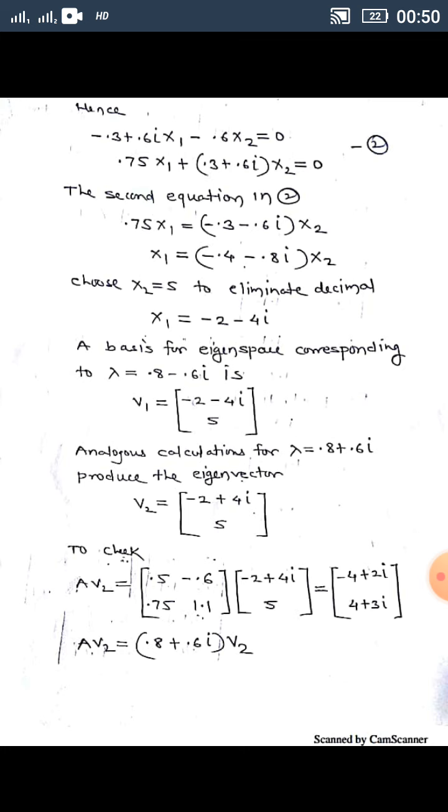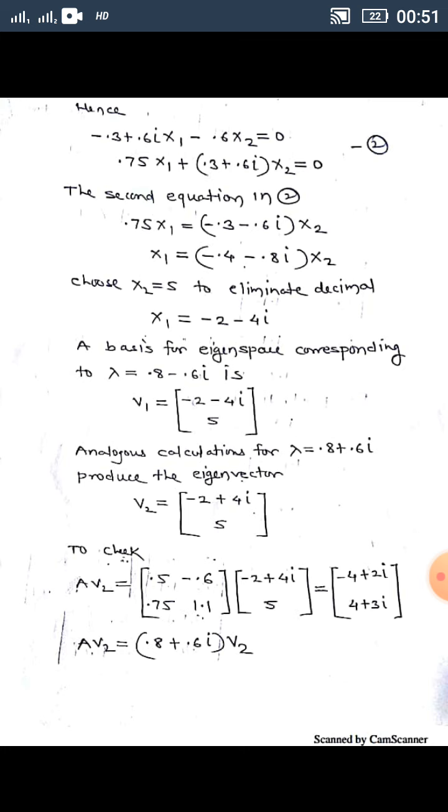To check whether these vectors are correct, we can find A v2, where A is the matrix. We already considered the negative eigenvalue, so for the positive eigenvalue we can find it. So A v2: 0.5 minus 0.6, 0.75 1.1, times the column vector minus 2 plus 4i, 5. Now multiply row by column, and we get the column vector minus 4 plus 2i, 4 plus 3i as a simplification.